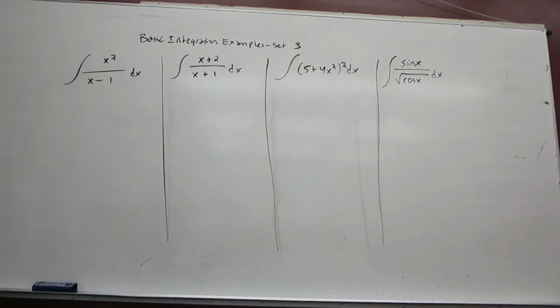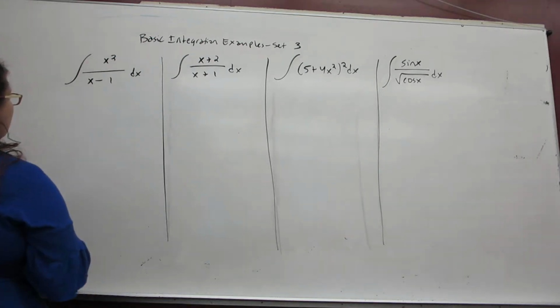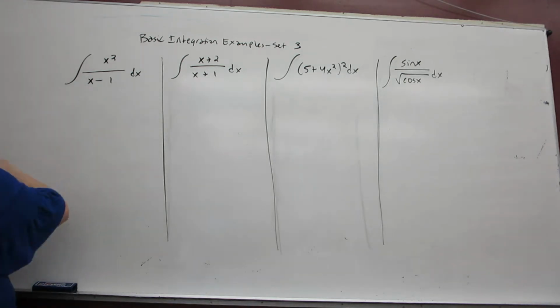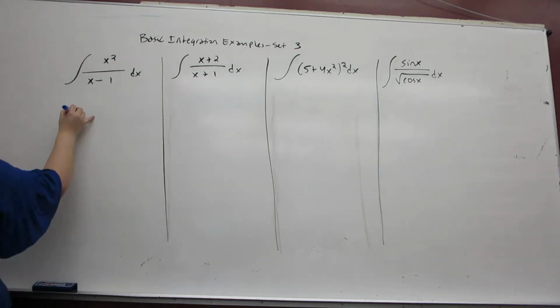For our third problem set, we're looking at a whole lot of polynomial-looking things with a little bit of trig thrown in. Surprisingly, most of these are not U substitution, which seems to be our favorite trick. Instead, they're largely algebra tricks. So for this first one, I'm actually going to do long division of polynomials.